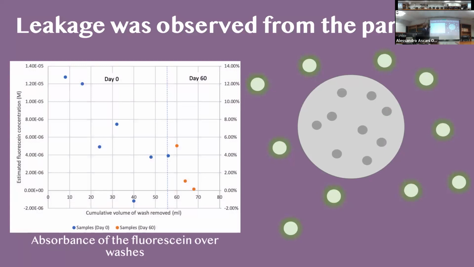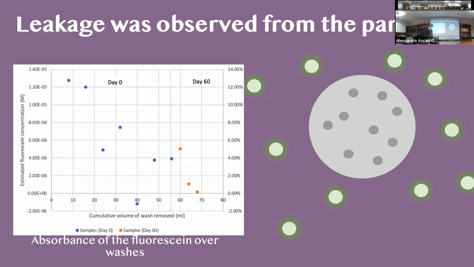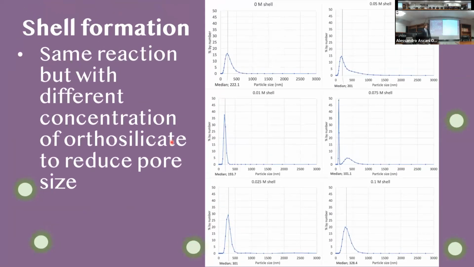So what we noticed was a decline in the fluorescein absorbance until day 0, but when we ran the experiment again 60 days later and watched the particles again, there was a sudden increase in the fluorescein in the surrounding liquid, in the waste, in the wash, meaning that the fluorophore was leaching out from the particles. We had to put a stop to this, and what we decided to do was to create a shell to prevent the fluorescein from leaking out.